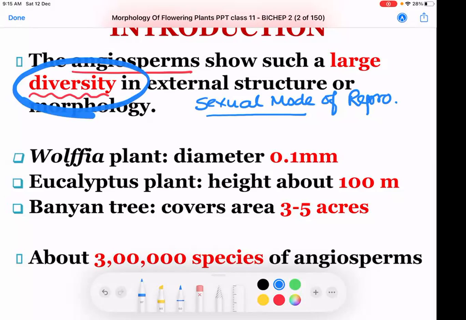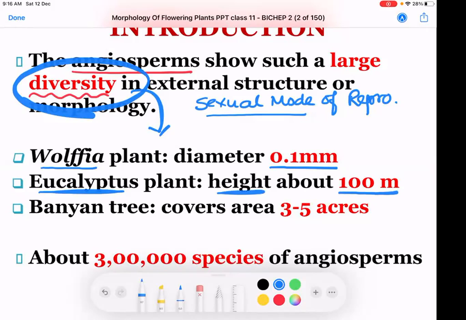Now, examples of this diversity are given here. Wolffia is the name of the plant, which is only 0.1 mm in diameter. So very, very tiny plant. And if I talk about the eucalyptus plant, it is as high as 100 meters. So a very gigantic plant. So height is up to 100 meters, not mm.